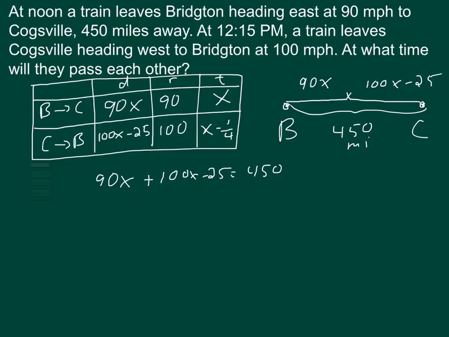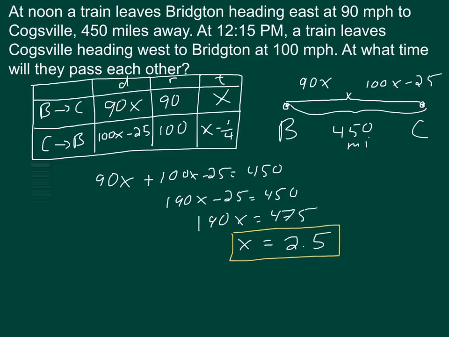All right, here we go. All right, so we can see from this that x is 2.5. So if we go back into our table here, that means that the Bridgeton to Cogsville train has been traveling for 2.5 hours. Since it left at noon, that means that the answer that we're really looking for is 2:30 p.m. We can do a quick check of that.